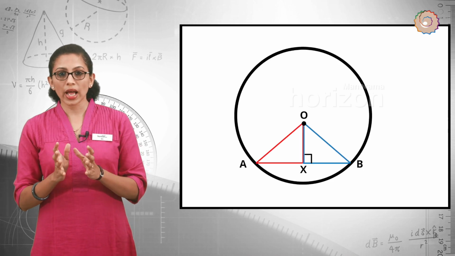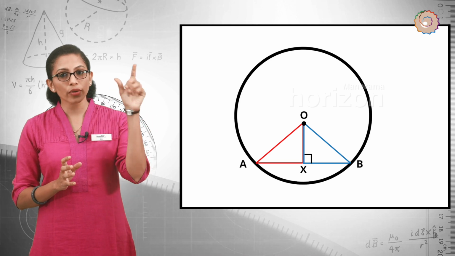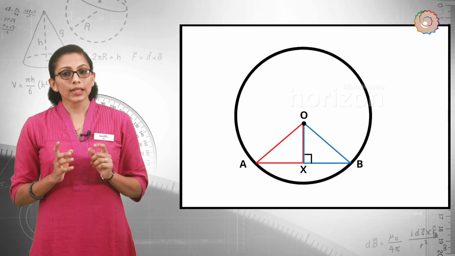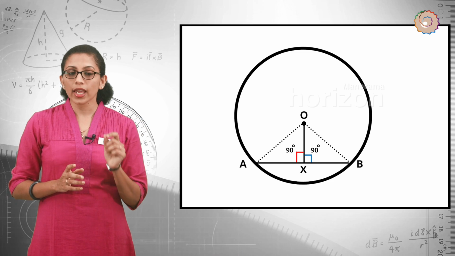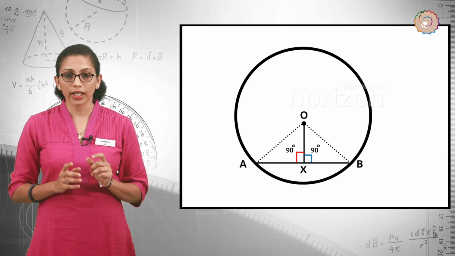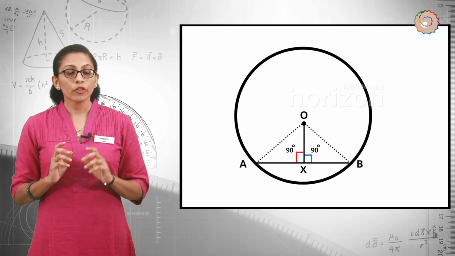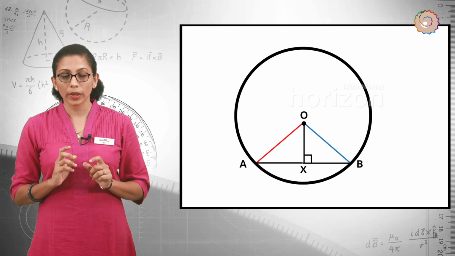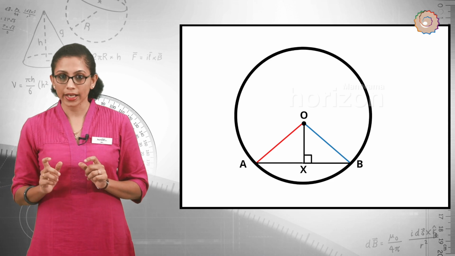Consider the triangle OAX and triangle OBX. We can see that angle OXA is equal to angle OXB. Both are 90 degrees. It's given data. Then we can see OA is equal to OB. What is the reason? They are both radii.